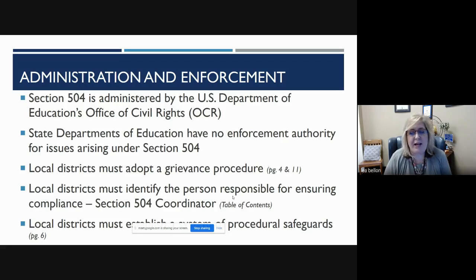Districts must also identify who's going to be responsible for making sure that we're in compliance. And for Gulfport School District, that is me. And my contact information is right there on the front page of the table of contents of our procedural manual. And then we also have to have procedural safeguards in place, just like you would for a child who has an IEP. Those safeguards that our district has prepared are on page 6 of the manual.